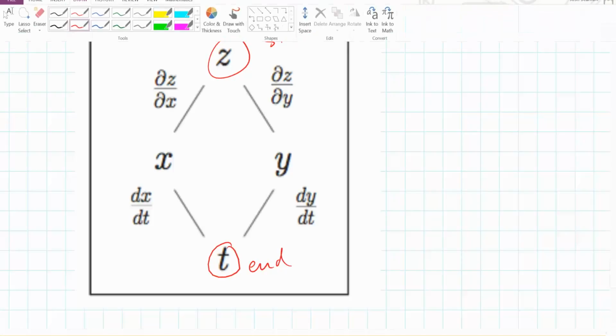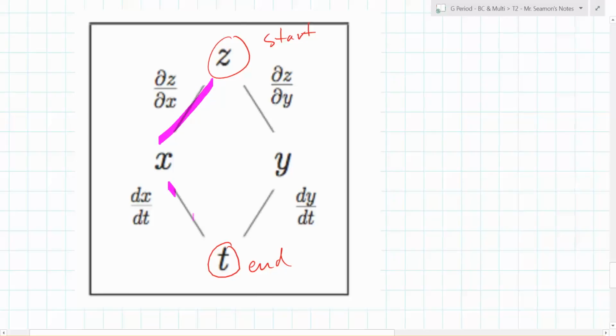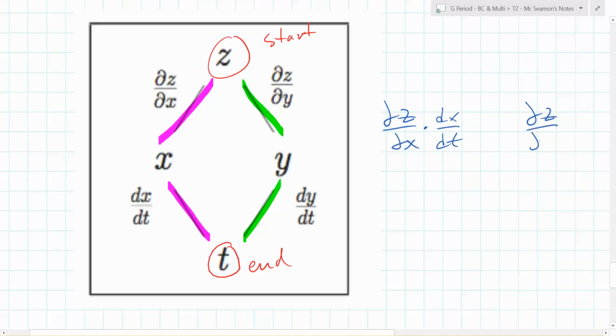And then what do I draw? All of the ways to get there, exactly. And then what do you do with all of those paths? You do the product. So what's the purple path? Partial z, partial x, times what? dx/dt. And then what's the other path? Partial z, partial y, times dy/dt. And what do you do? Add them. So you make your tree, you circle the start and the end, and then you just do the products of the paths added together.